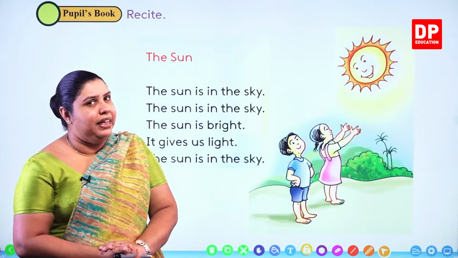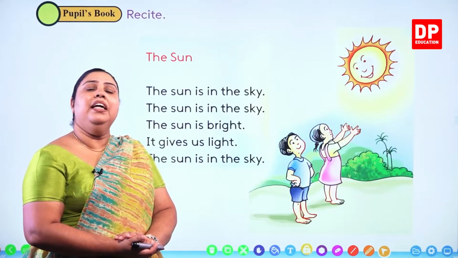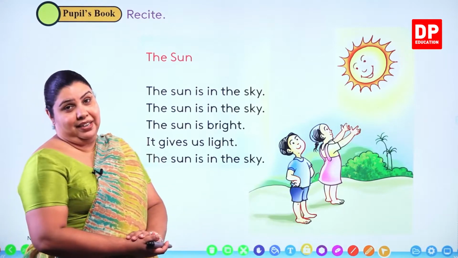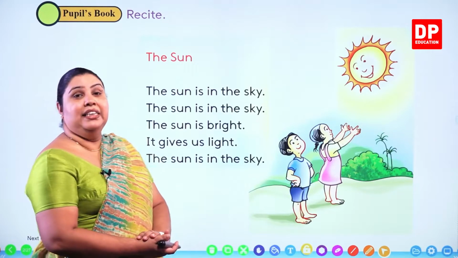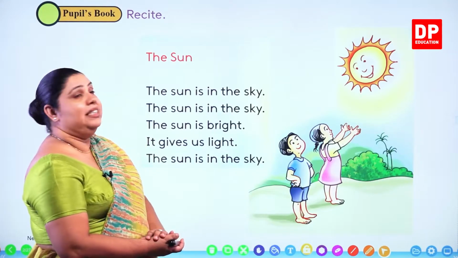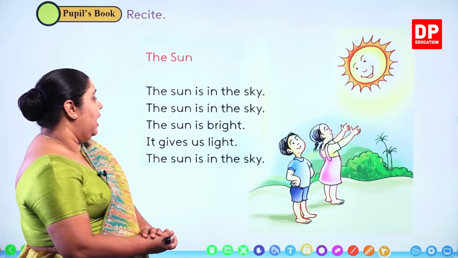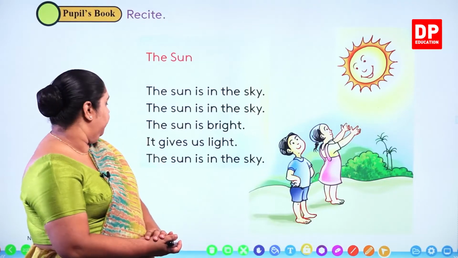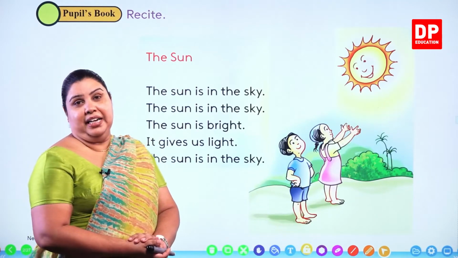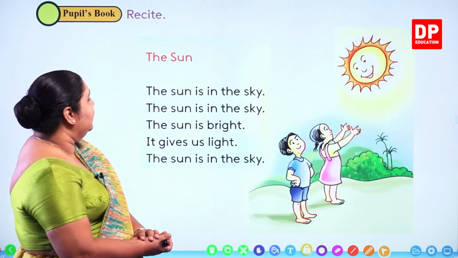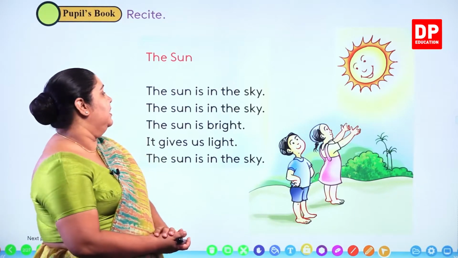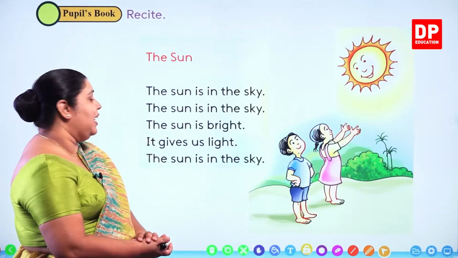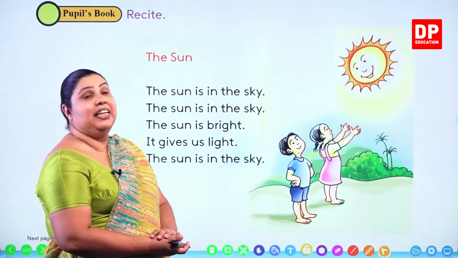So this is a very easy and a very simple poem for you to study. Let's say it once again. The sun. The sun is in the sky. The sun is bright. It gives us light. The sun is in the sky. Okay, once again. The sun is in the sky. The sun is bright. It gives us light. The sun is in the sky.